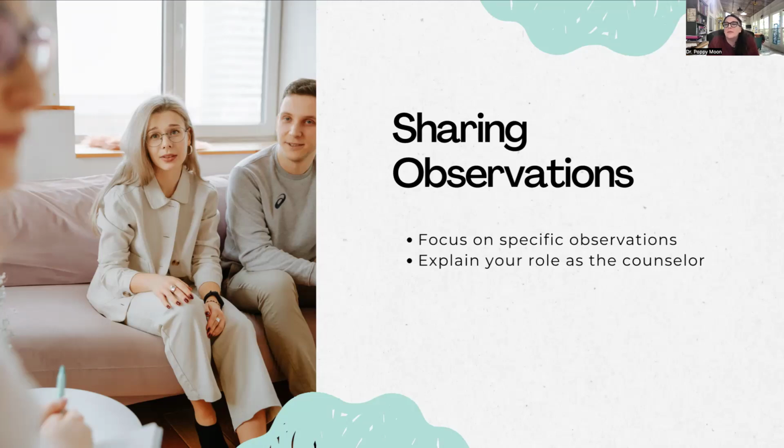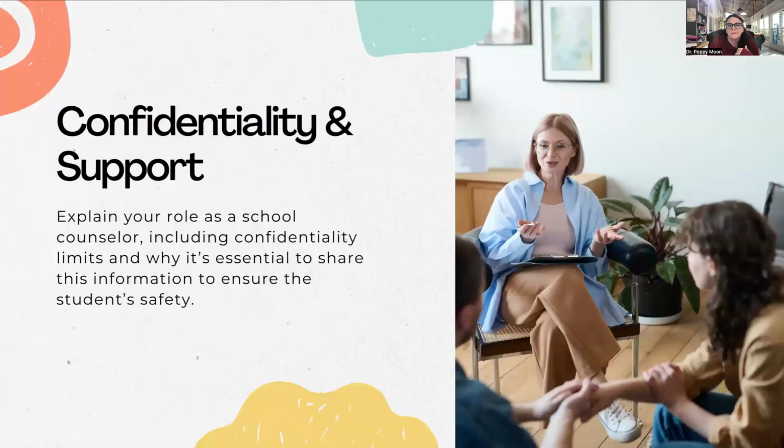So I'm going to describe behaviors or expressions that prompted my concern. I might say something like, we've noticed some changes in Ethan's behavior, such as he's withdrawing from his friends, or he's expressing feelings of hopelessness. And I want to reassure them that the goal that we are doing together is to create a plan that makes their child feel safe and supported.